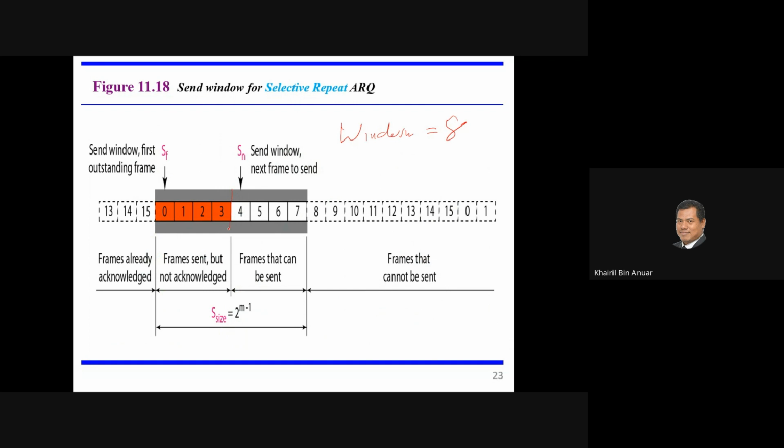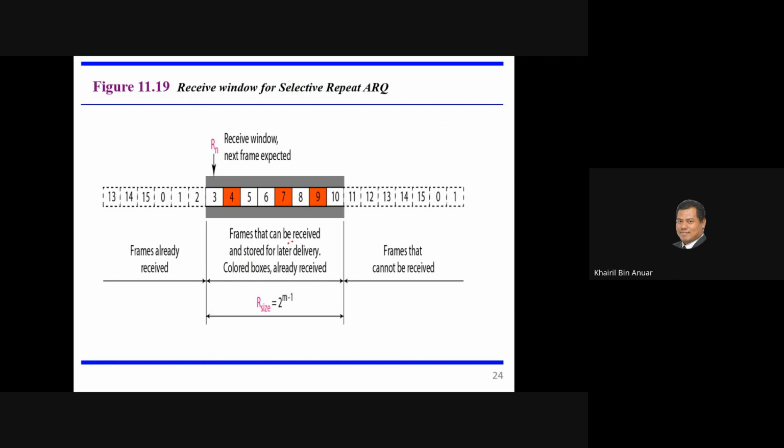But this is a selective repeat. A selective repeat means that within these windows, you can acknowledge which one has been accepted and which one has not. So: frames sent but not acknowledged, frames that can be sent, a window of 8 currently being discussed. The term selective repeat means that you don't have to retransmit all of the frames moving forward, only those that have an error or were not acknowledged.